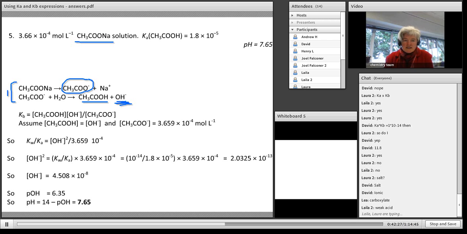So it's exactly the same sort of thing. Once you've written out the equation, this second one is what you base your expression on. And the first one, why don't we base it on the first one?